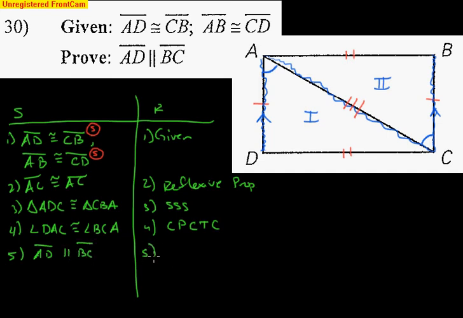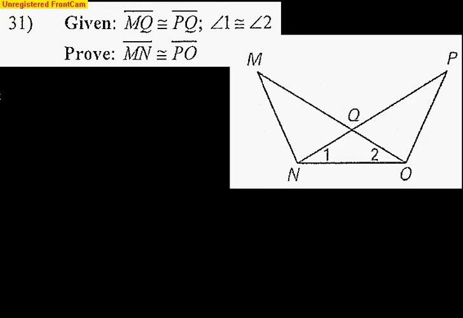Since you're proving lines parallel, remember, it is a converse to a theorem. Converse to the alternate interior angles theorem. Okay, and that is what you wanted to prove, that those two lines are parallel. Okay, one more proof coming up. So our last proof coming up here.